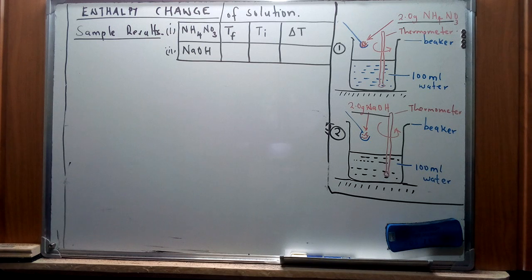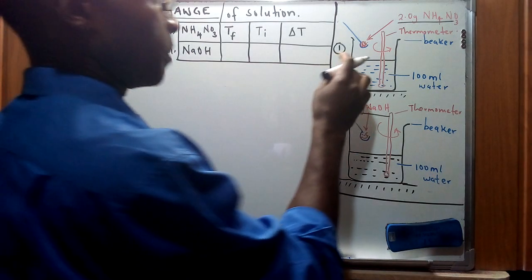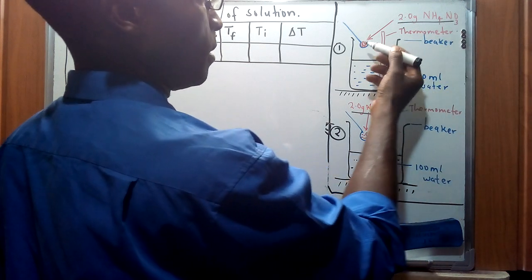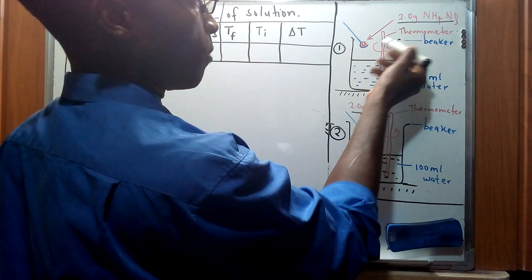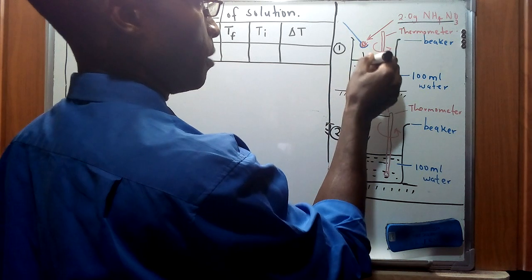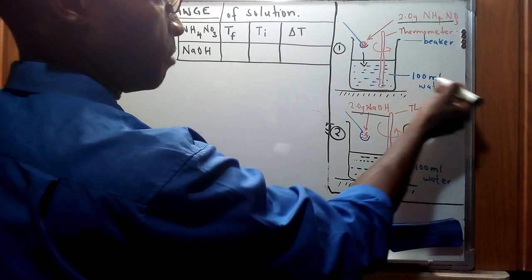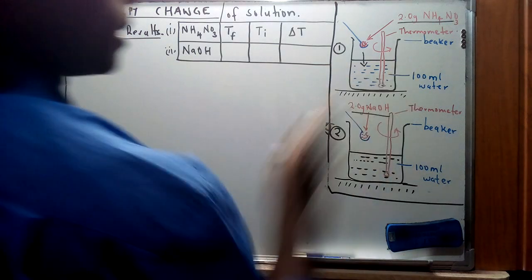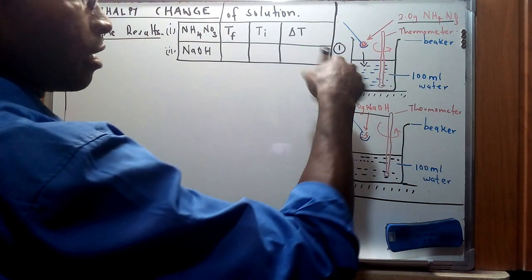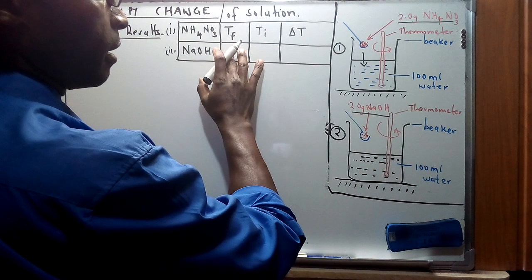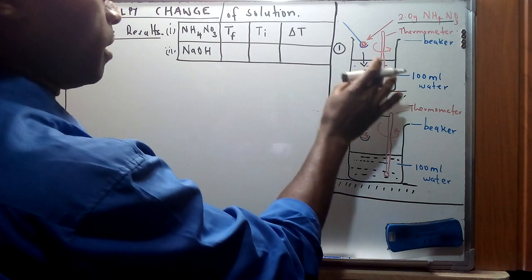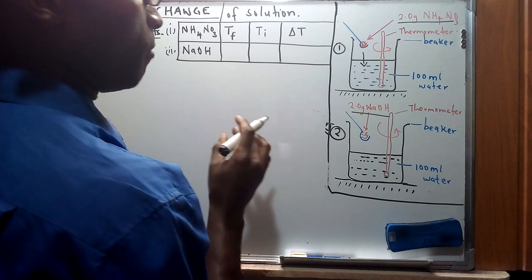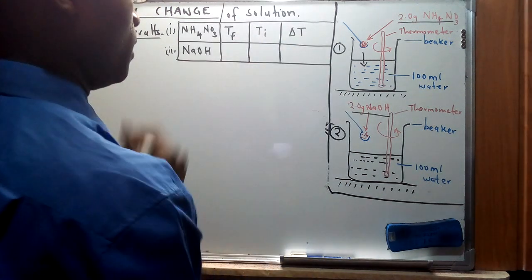So in our first experiment, this is 2.0 grams of ammonium nitrate that is being dissolved in 100 millilitres of water in a beaker, and then we stir with the thermometer. The initial temperature will be taken in this case, and then the final temperature as well will be taken after the experiment, and then we will find out the change in temperature in that case.